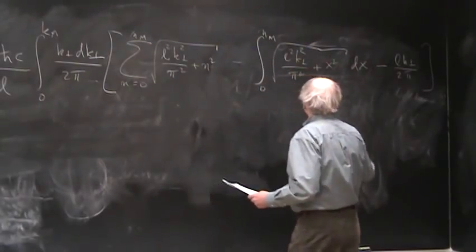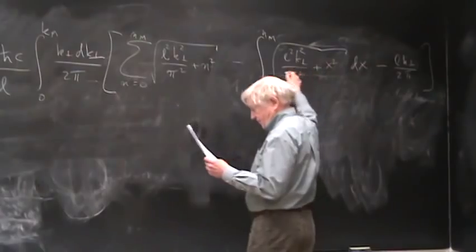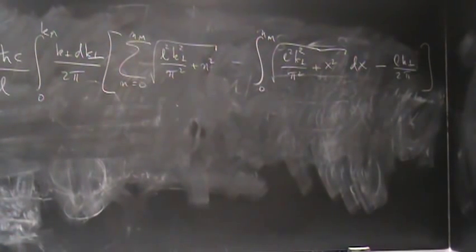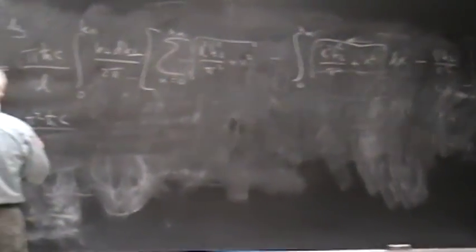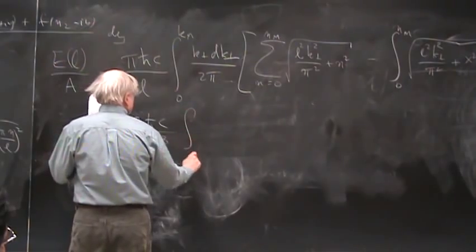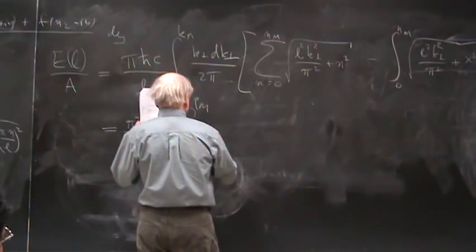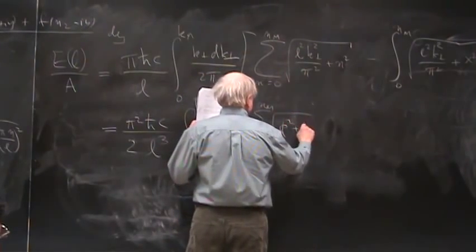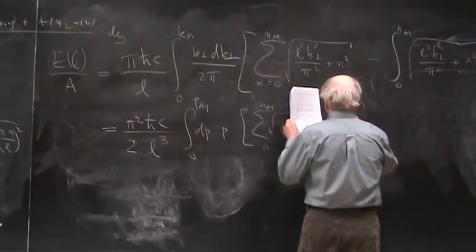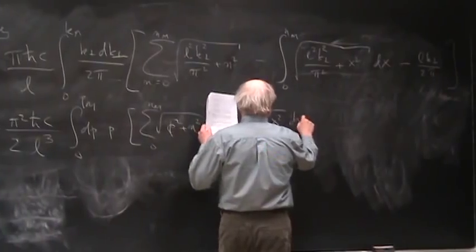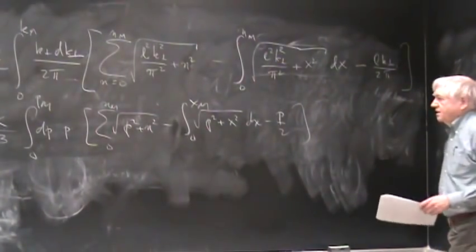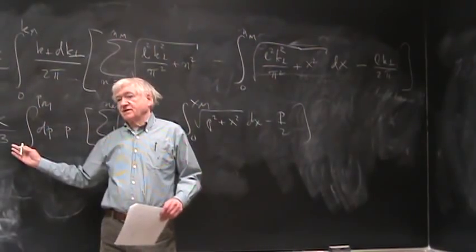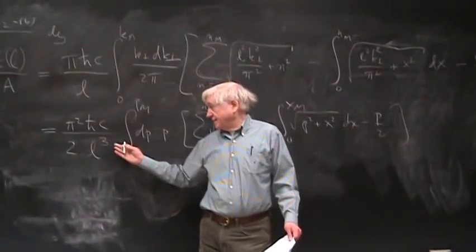All right, so that's the expression. I don't know why I used x here. I should have used some variable that looked more like a momentum. But anyway, finally we get pi squared hbar c over 2L cubed. Now we have an integral up to p sub m. I'm just changing variables here. The sum from 0 to nm of the square root of p squared plus n squared, minus the integral from 0 to xm of the square root of p squared plus x squared dx, minus p over 2. Okay, so these are slightly nicer units. Notice that whatever this is, it's a number. And you get 1 over L cubed. That's what's necessary from dimensional analysis, and it's the right power of L.